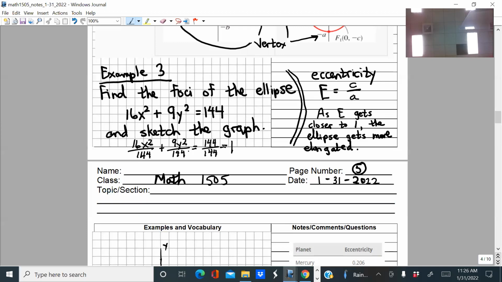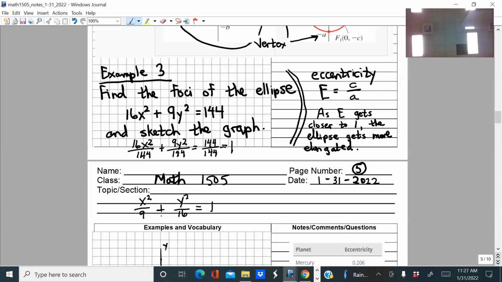Now, let's simplify just a little bit on the left-hand side, because 16 goes into 144. You can divide 16 into 144, and you'll end up with just x squared over 9. So that's looking a lot more like that standard form for x. And then plus, 9 also goes into 144 because that's 16. So we get y squared over 16 is equal to 1. This looks much more like an equation for an ellipse.